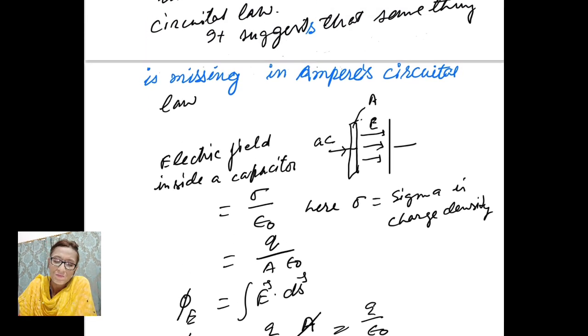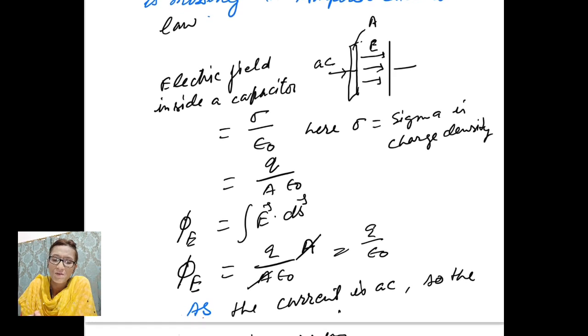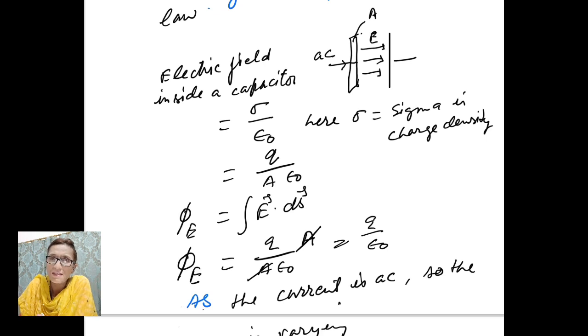So now Maxwell went this way. He found the electric field inside the capacitor. We know that electric field inside the capacitor is charge density upon epsilon naught. In electrostatics, if you could recall, electric field is equal to charge density per unit epsilon naught, and charge density can be written as charge per unit area.